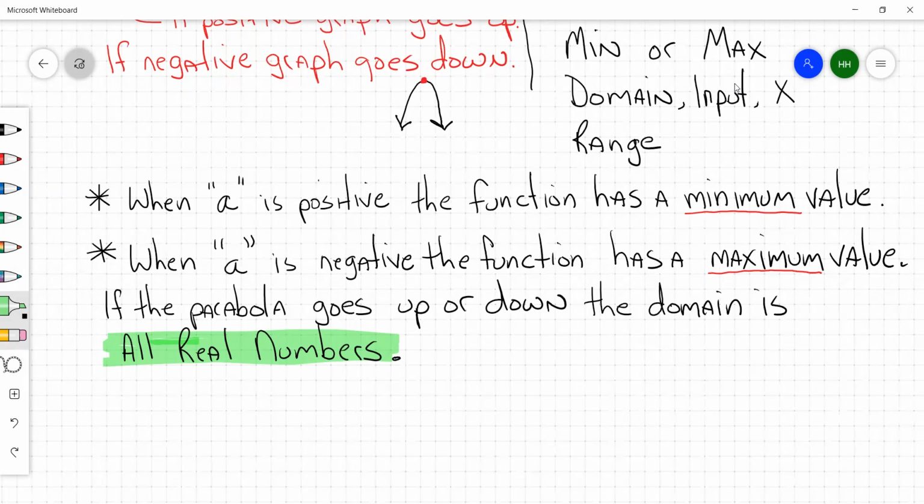Later, we'll work on, no, I'm not even going to say anything right now. If the parabola goes up or down, so all the graphs that you're working with right now, if you're asked to identify the domain, what would the domain be for all the functions we're working with right now? Good, it would be all real numbers. Okay?